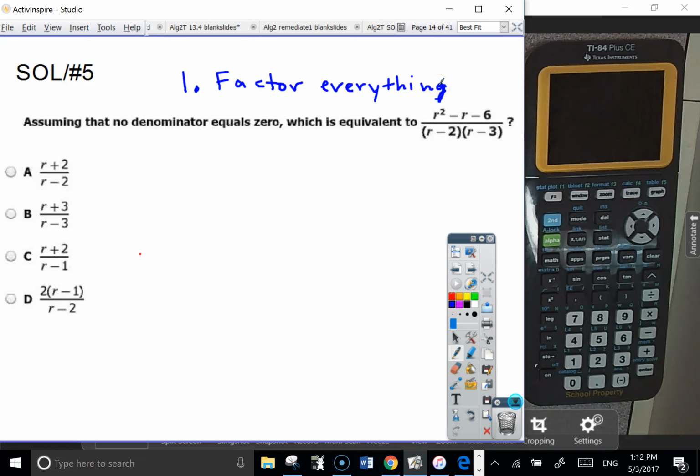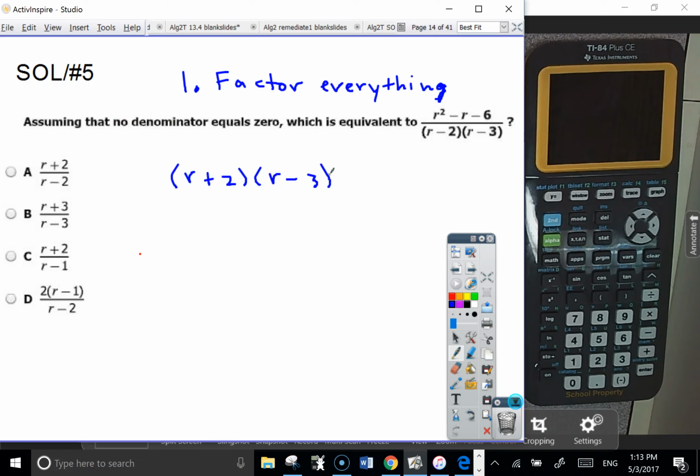Okay, so how do we factor r squared minus r minus 6? Okay, so what two numbers are those? So plus 2 and minus 3.